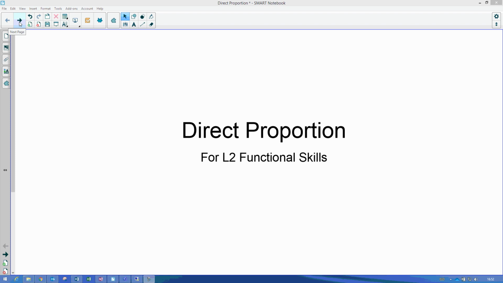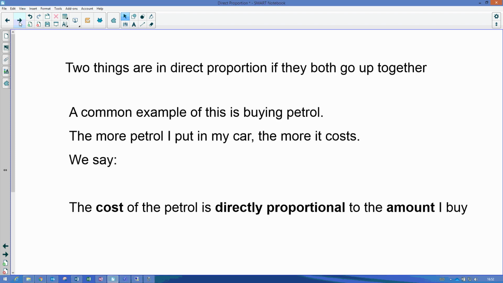Right, first, what is direct proportion? Well, it's easy actually. It's just where two things go up together. So if one thing goes up, the other thing goes up as well. A really common everyday example is buying petrol. So the more petrol I put in my car, the more it costs me. And I don't get any sort of discount for buying bulk petrol. In this sort of situation, we would say the cost of the petrol is directly proportional to the amount I buy.